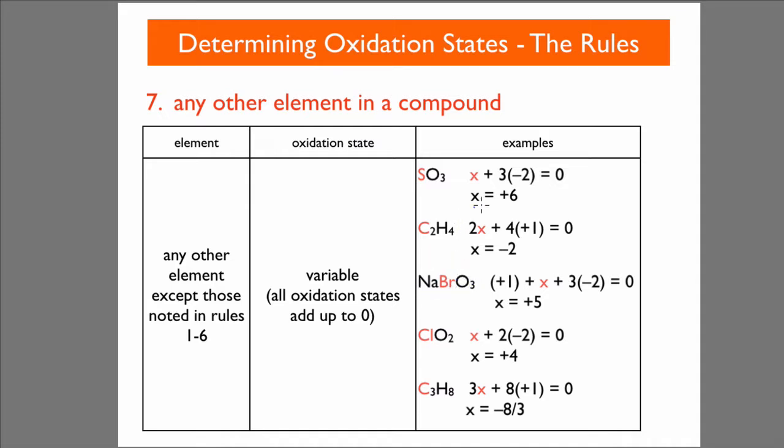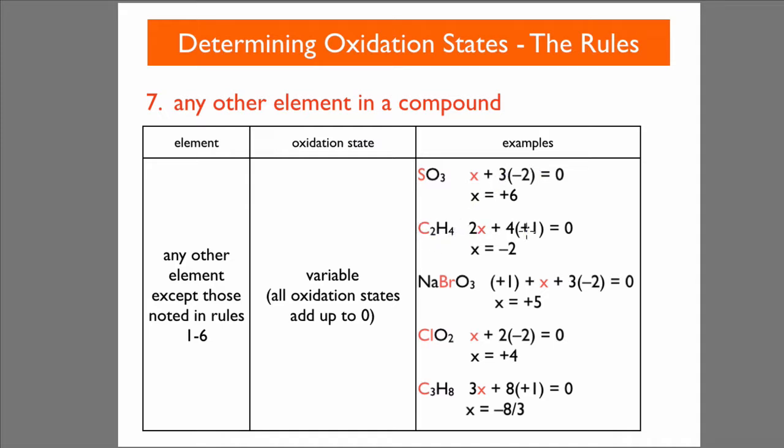Let's have a look at this. You've got sulfur and oxygen. We know oxygen in this situation, from one of our rules, is -2. We've got 3 of them, so 3 times -2 would be -6. X has to balance that -6 to give us an overall charge of 0. And so X must be +6 if this is -6.